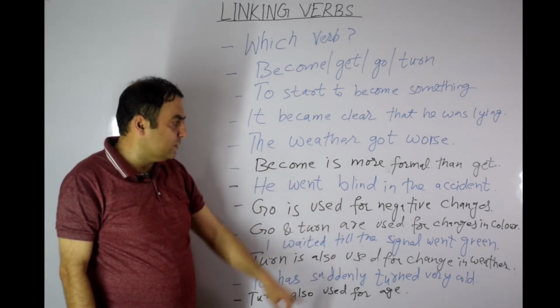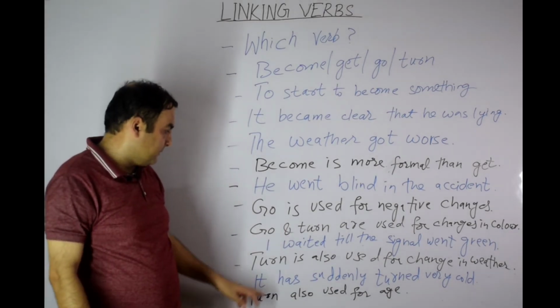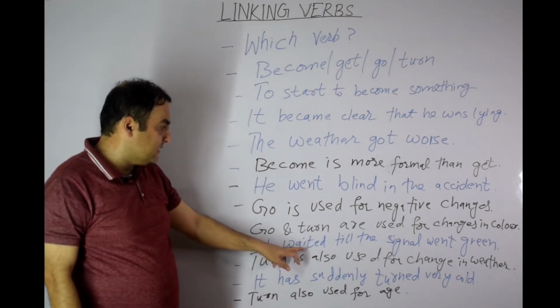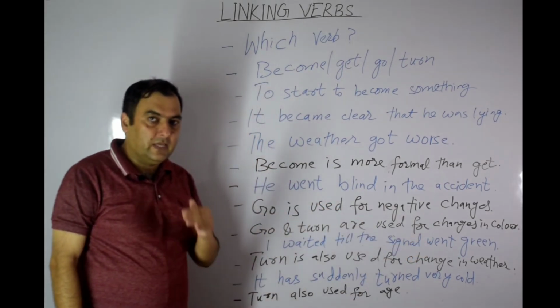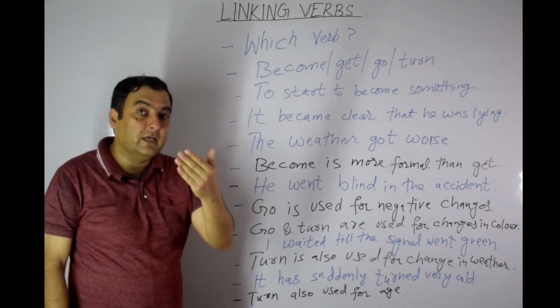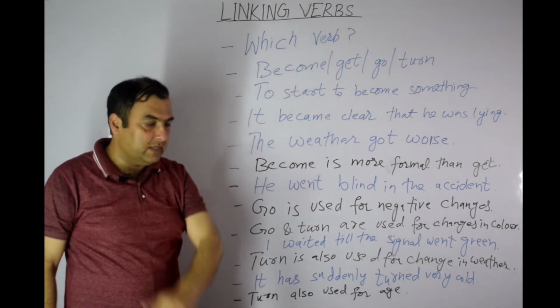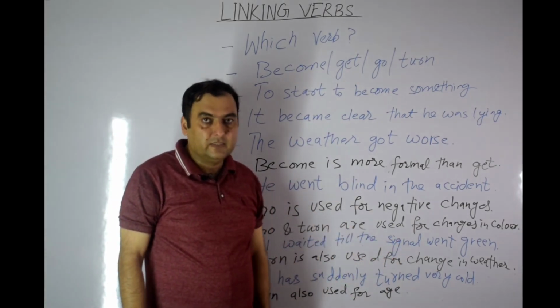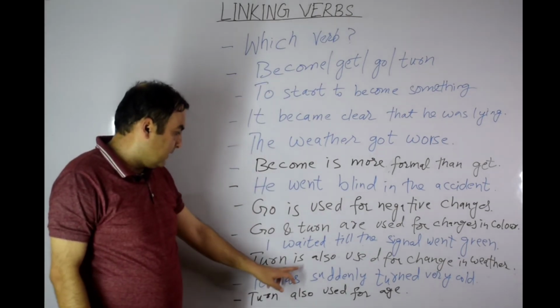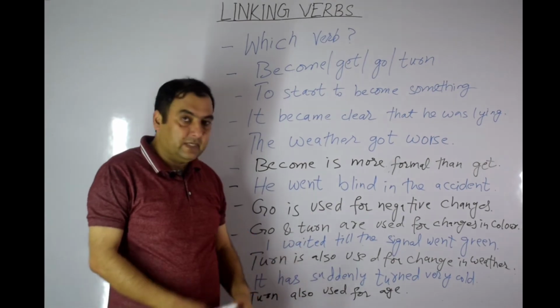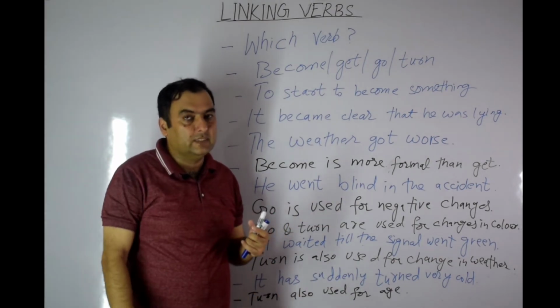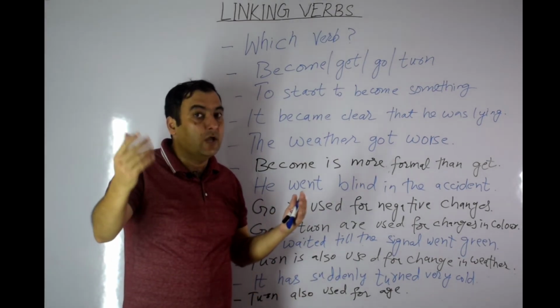Go and turn are also used for changing color. For example, I waited till the signal went green, or till the signal turned green. Turn green is better. Turn is also used for changes in the weather. For example, it has suddenly turned very cold, or it has suddenly turned very hot.